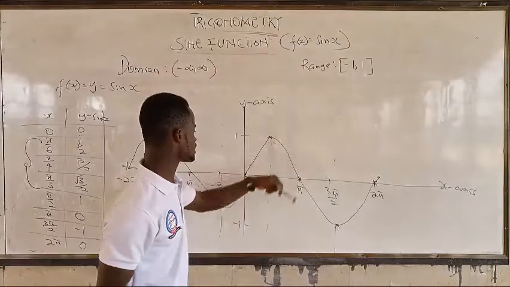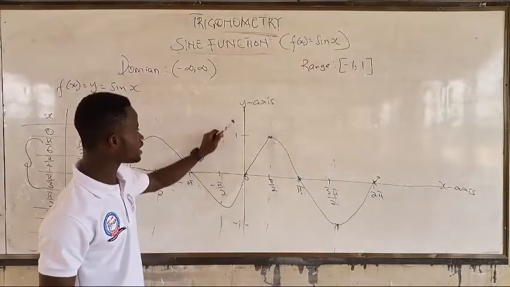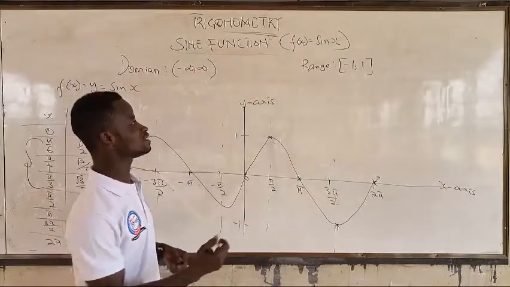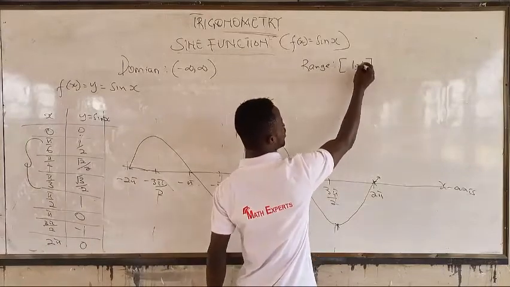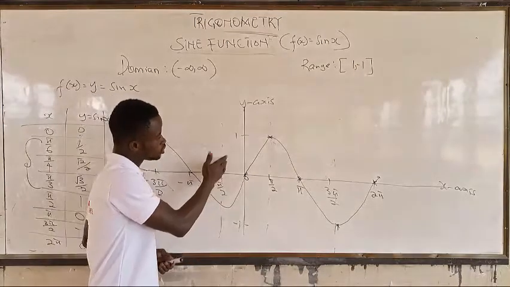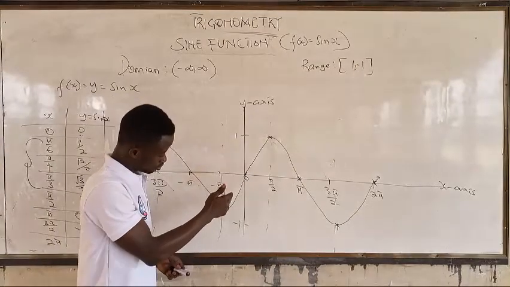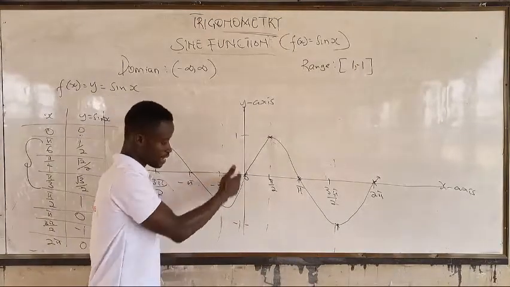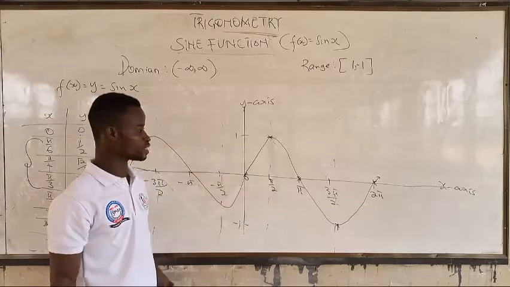It is bounded within -1 and 1. So we have -1 and 1, or let's write it 1 and -1. It is bounded within 1 and -1. So yeah, 1 and -1. That is what we have there.